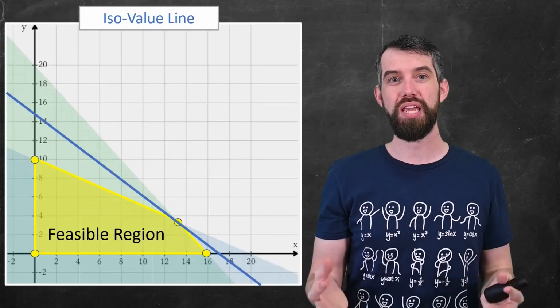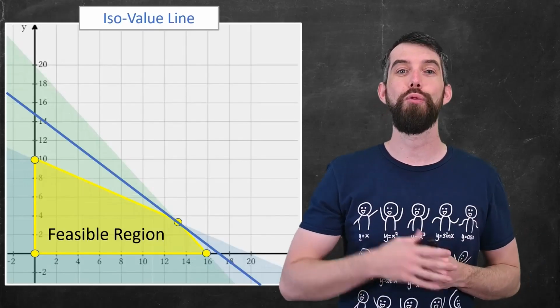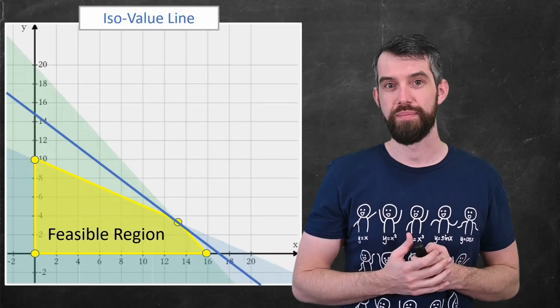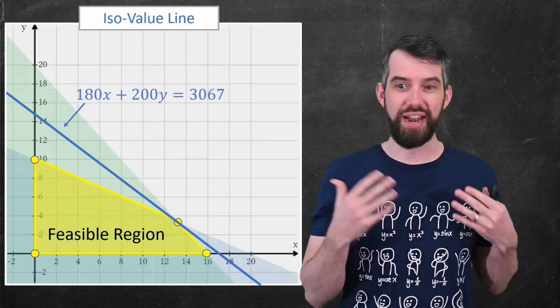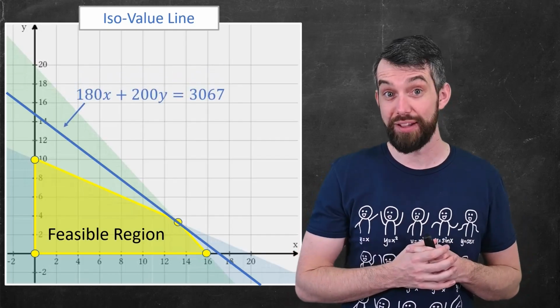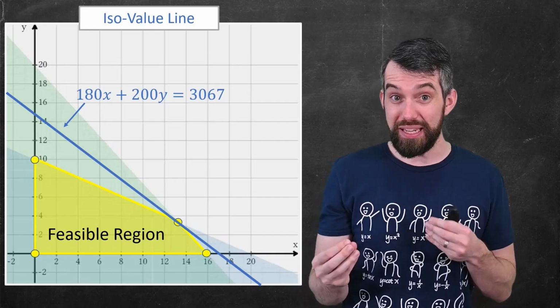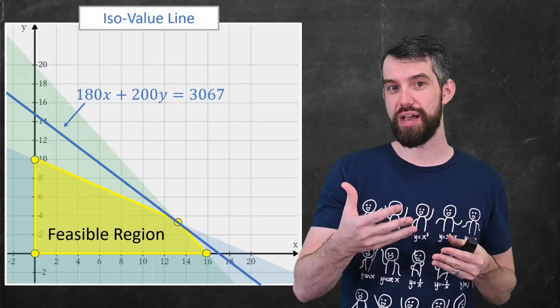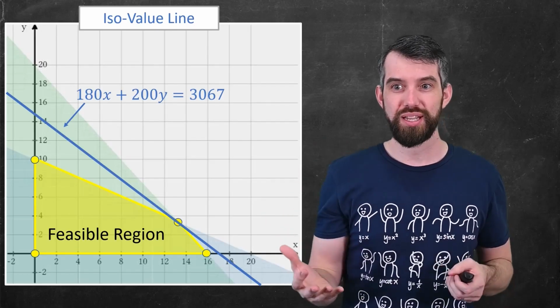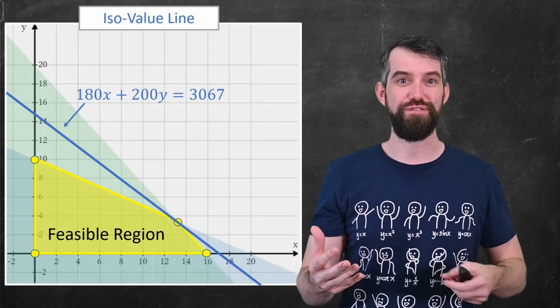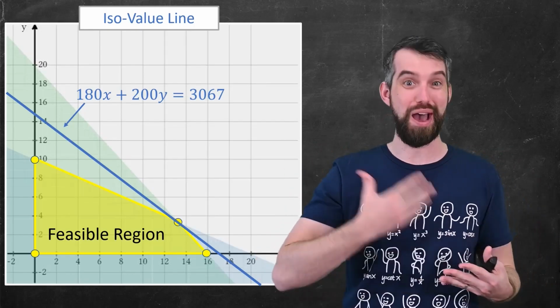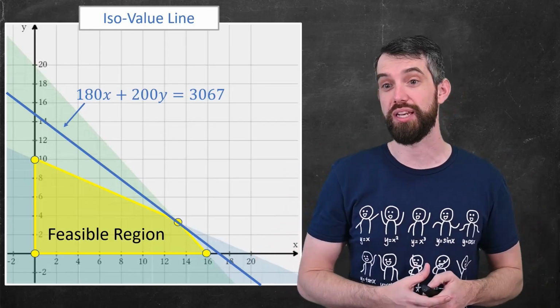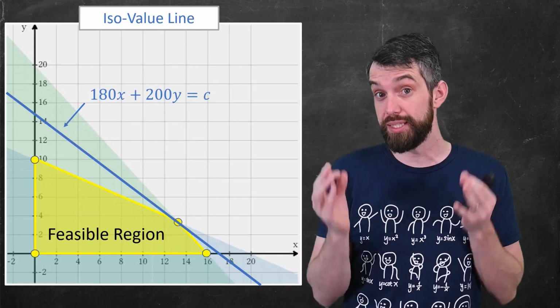Okay, now bringing it back here, this line that we're talking about is called an iso value line. That is, this is the equation 180x plus 200y is 3,067, as we talked about. And so what this means is it's all values of x and y such that you get 3,067. In other words, an iso value line is one where the value of the function, the amount of money you're going to make, is just some constant. Like perhaps I'll just replace this with a constant c.